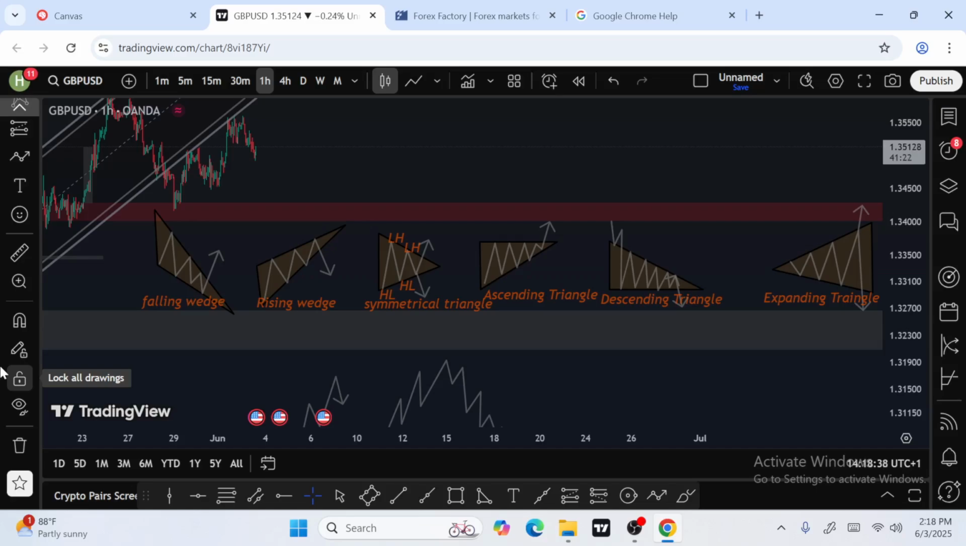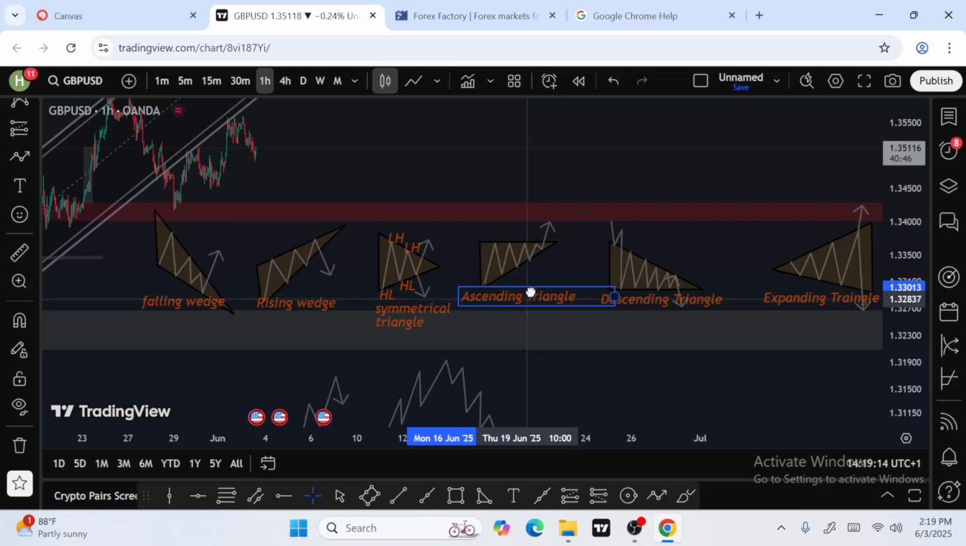Now, this broadening triangle is the same thing as your expanding triangle. Broadening triangle means that your triangle is expanding. Do you get it now? There are more chart patterns. There are so many, but I'm just telling you the ones we use with the triangle. For you to have the triangle consolidation, these are the things you start seeing: falling wedge, rising wedge, symmetrical triangle, ascending triangle, descending triangle, expanding triangle.